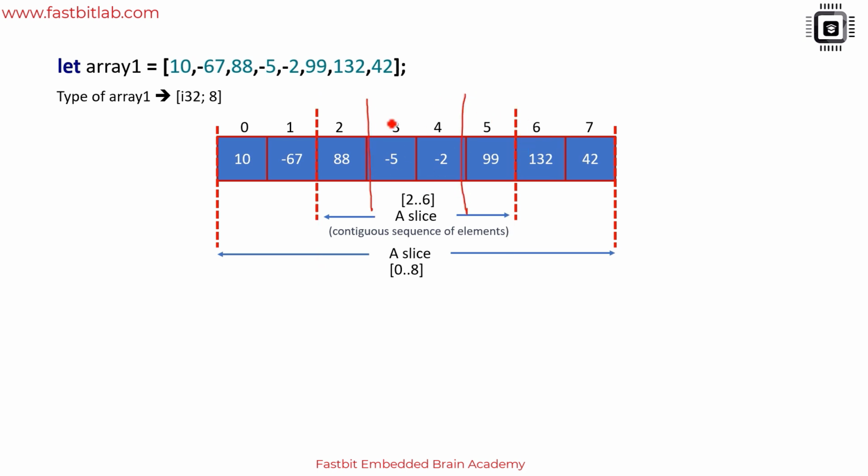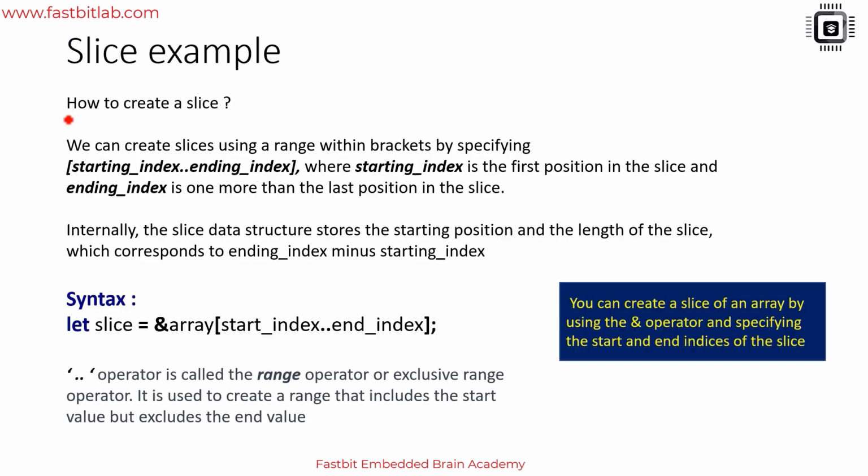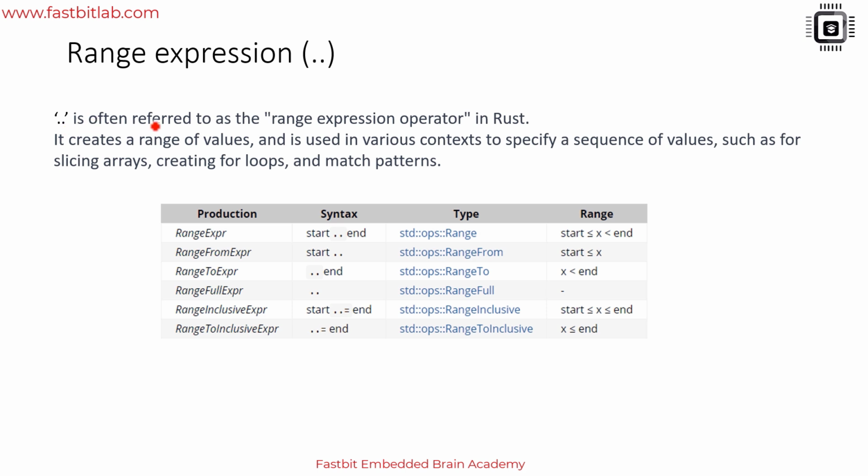This is also one slice. Here the range is from 3 to 5. This whole array also can be thought of as a slice. Here the range is 0 to 8, like that. And those indices are written inside the square brackets. This .. operator is often referred to as the range expression operator in Rust. It creates a range of values, and it is used in various contexts to specify a sequence of values, such as for slicing arrays, creating for loops, and match patterns. This operator is called the range expression operator.